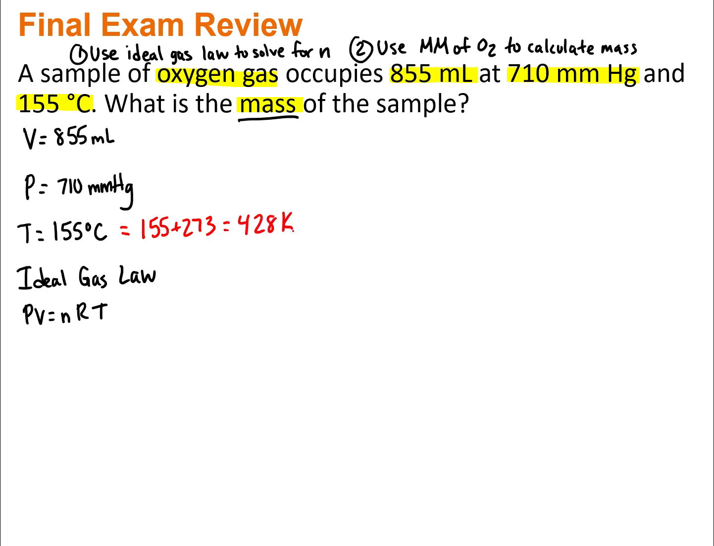So there's a temperature. The R constant that we use, the units are liter atmospheres per mole Kelvin. Our pressure is in millimeters of mercury. We can't use that directly in the ideal gas law with this gas constant. So you have to convert from millimeters of mercury to atmospheres.